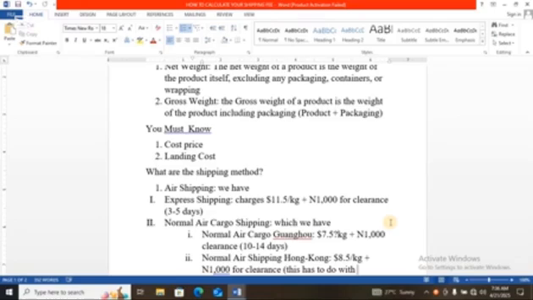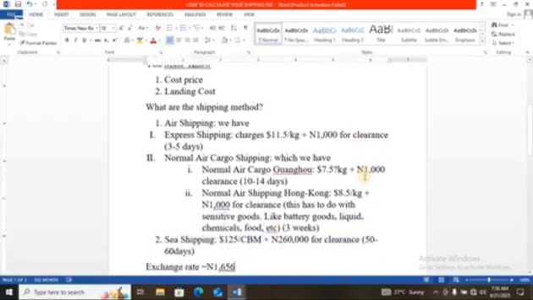So that when I want to sell it, I should know that this is the amount I spent in buying, this is the amount I spent in shipping, this is the amount I spent in waybilling, and this is the amount I want to sell it. That means if I'm selling the product for less than 4,000 naira, I am actually making a loss. So you should know these things before you start importing. So let's dive now into shipping methods. What are the shipping methods?